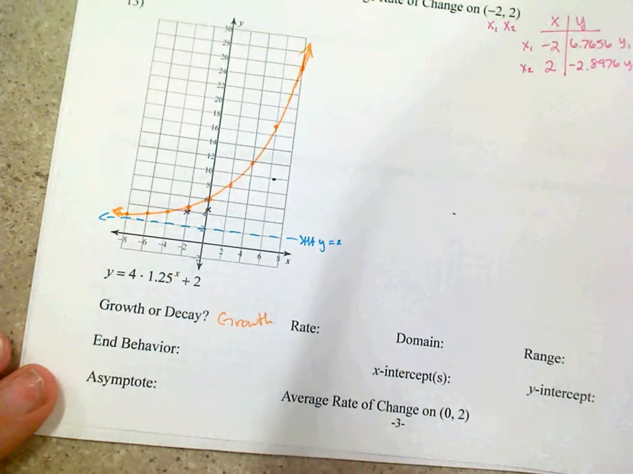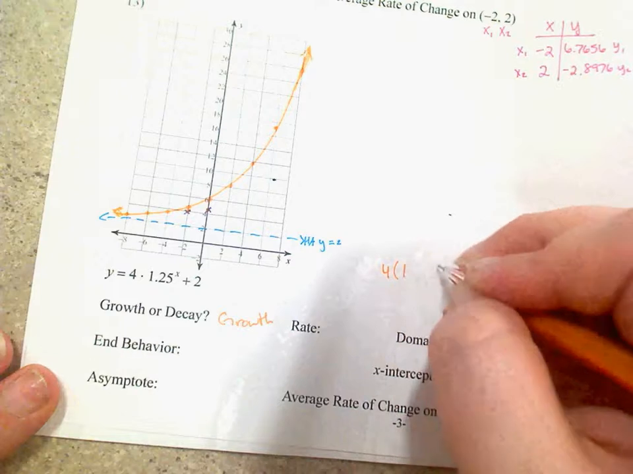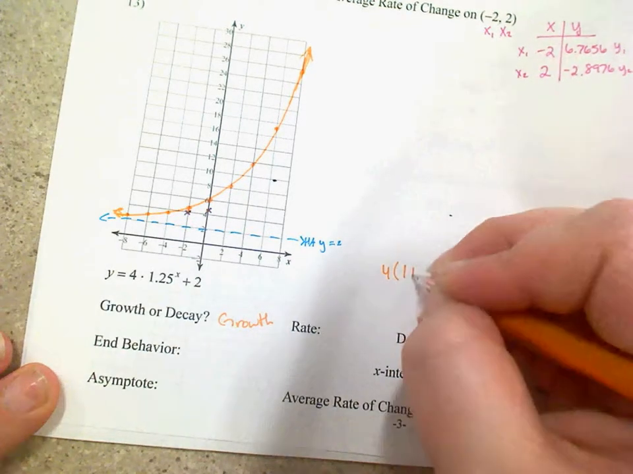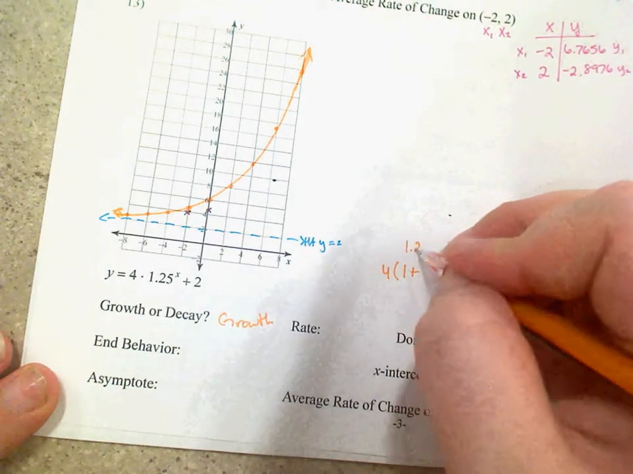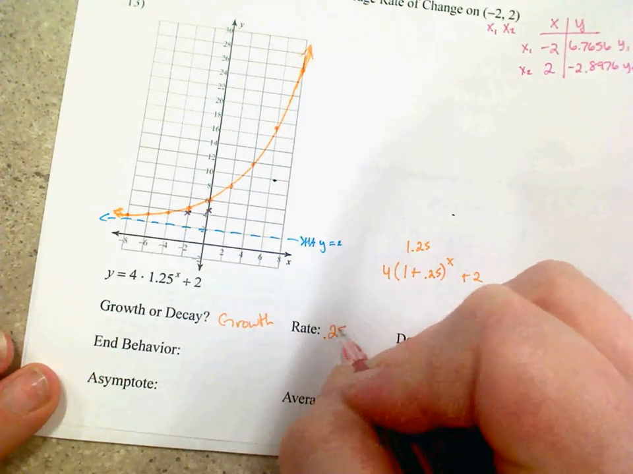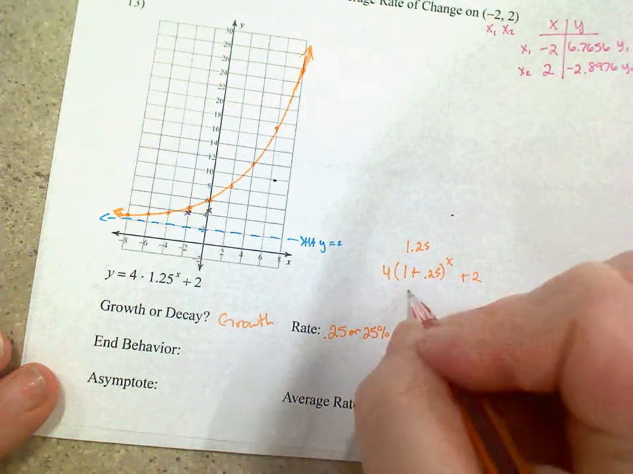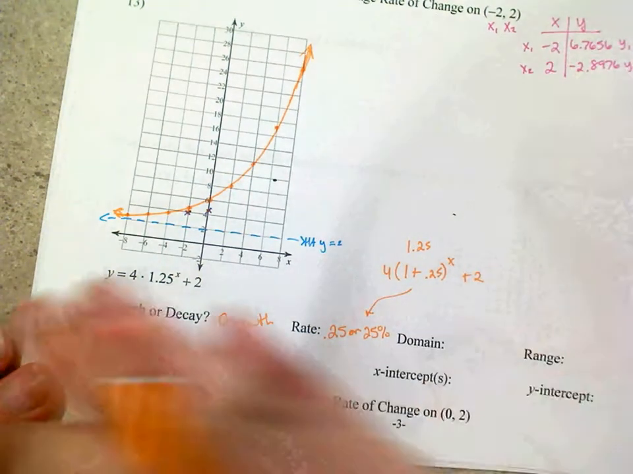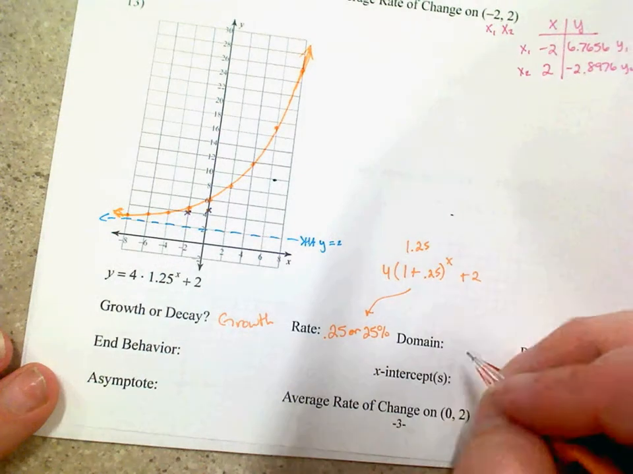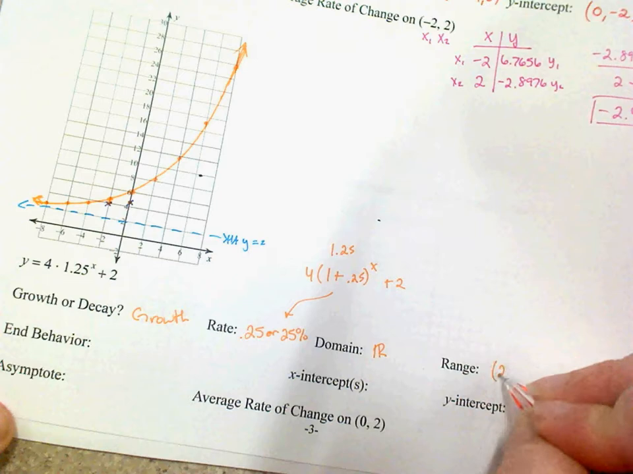So the rate is, okay, it's 4 times 1.25, and 1.25 is 1 plus 0.25, so it is a growth rate of 0.25 or 25%. Domain: it spans all the way from left to right, so all real numbers. Range: the lowest it goes is 2, the horizontal asymptote, and the highest it goes is infinity.